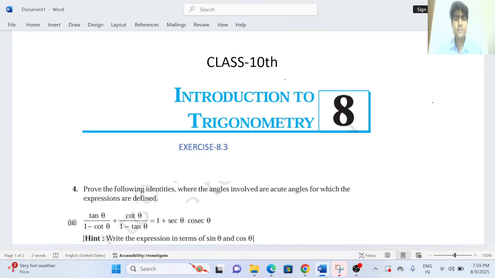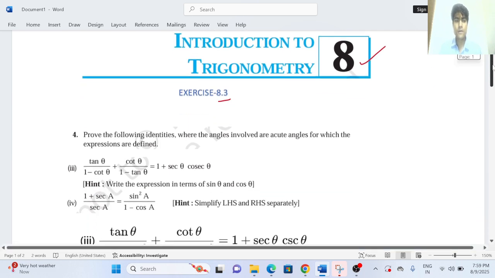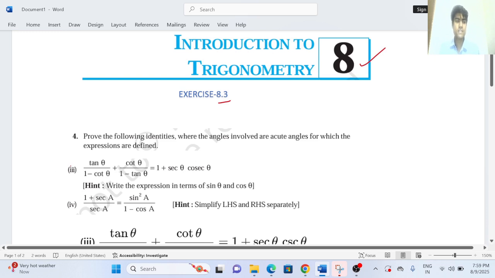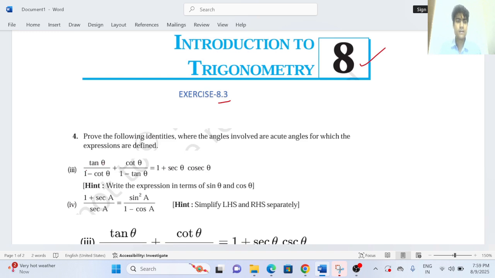Namaste. Now we will solve question number 4, part 3 of exercise 8.3 for class 10th. So in this video we will solve question number 4, parts 3 and 4. Part 3 is: tan theta by 1 minus cot theta plus cot theta by 1 minus tan theta is equivalent to 1 plus sec theta multiplied by cosec theta. So we have to solve this question.